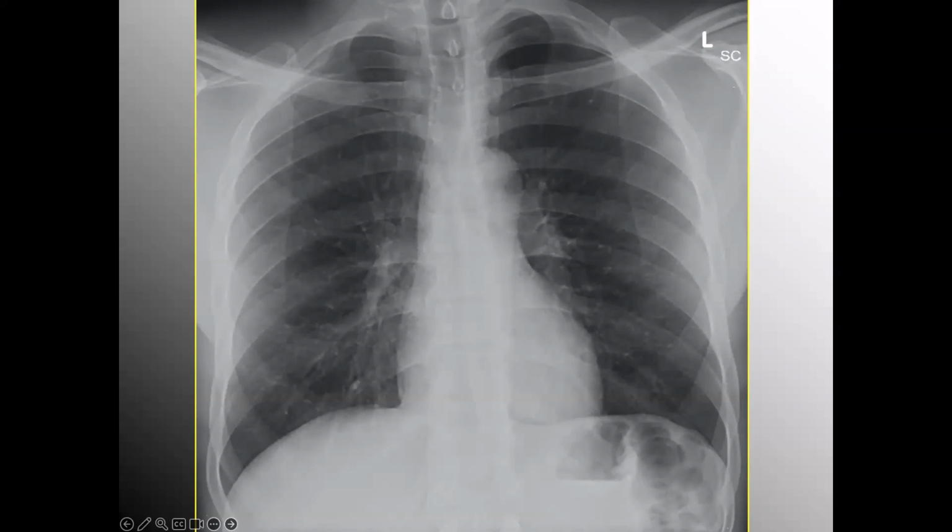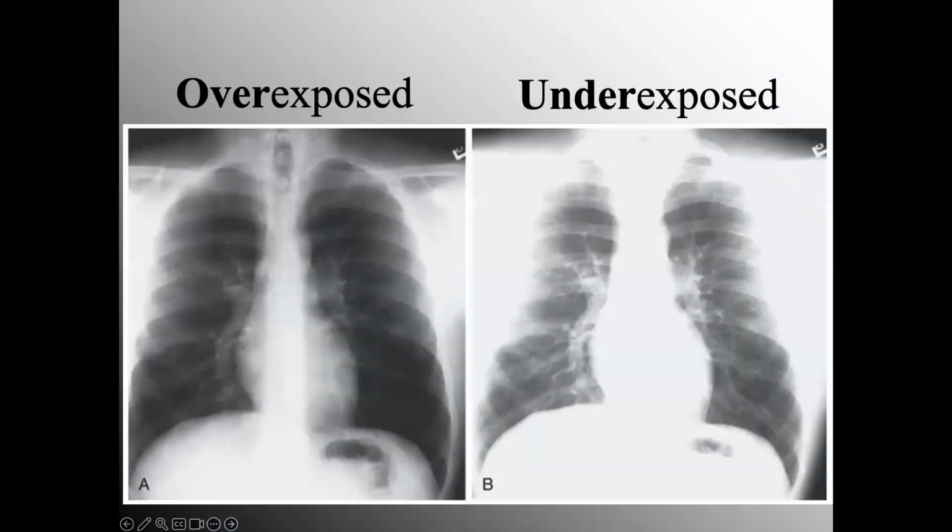Whatever is closest to the film itself is going to be more resolute, more clearly delineated. Whatever is farthest away from the film itself is going to be more magnified and larger, but you lose some degree of clarity. Although this is not as much an issue in modern day, because most chest X-rays are shot using either digital or computed radiography, it's still worth noting that overexposure causes the image to be dark.